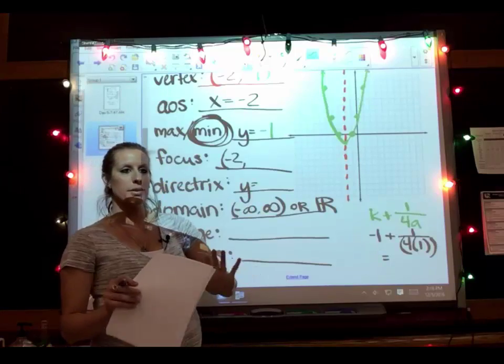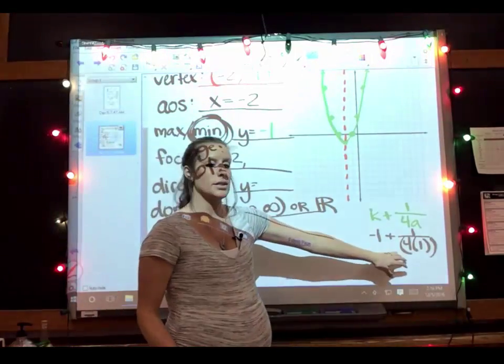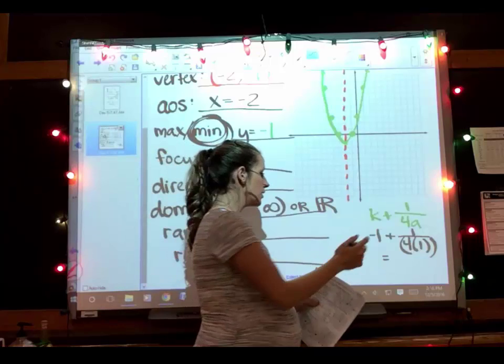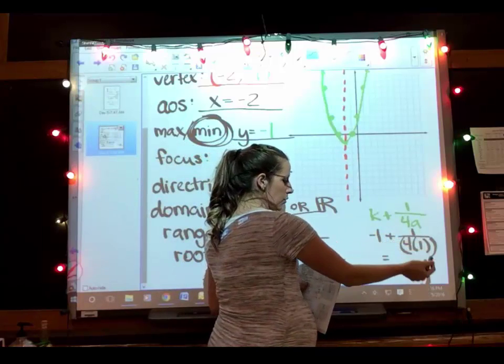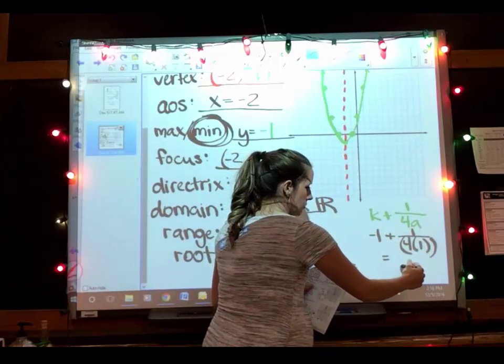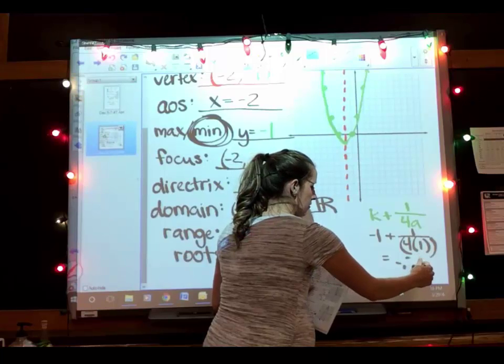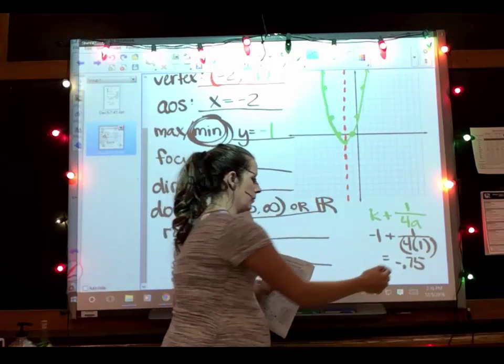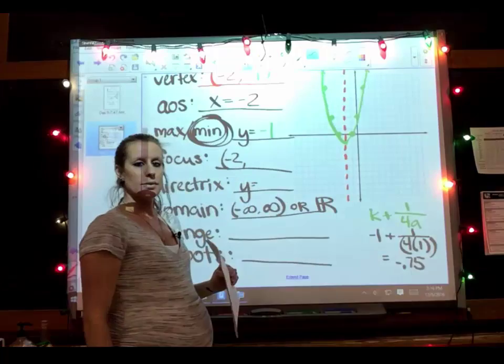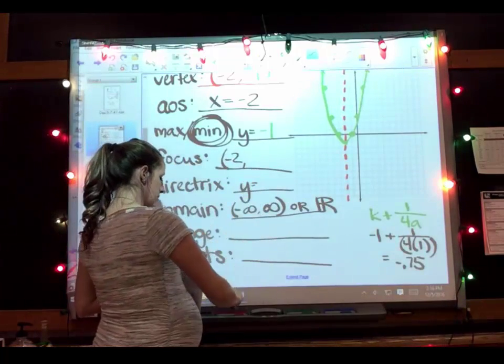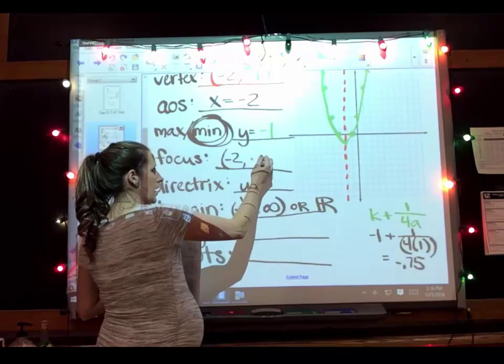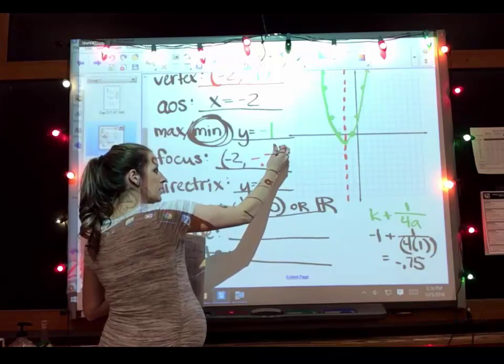Whole denominator in parentheses. Okay, so negative 1 plus 1/4 is negative 0.75. Okay, so that's going to be my focus. Negative 0.75 is going to be the y value.